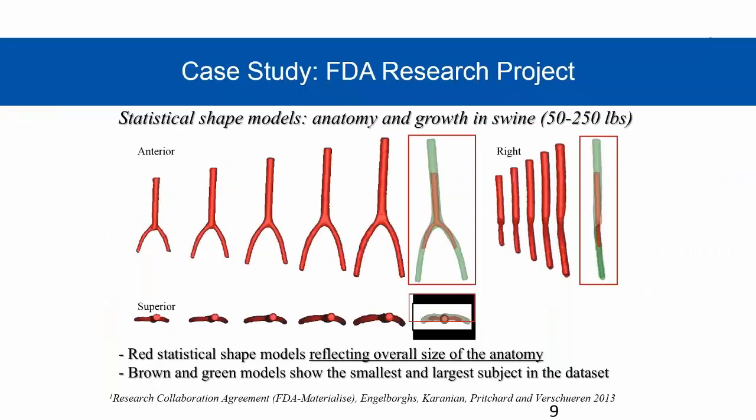Another study that was done with the FDA was looking at the anatomy across swine, from 50 pounds to 250 pounds. What's actually changing in this patient population? This was a study to look at the aorta and femoral arteries, and how they change from a patient that's 50 pounds to 250 pounds.